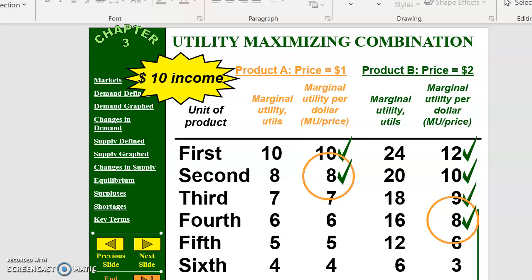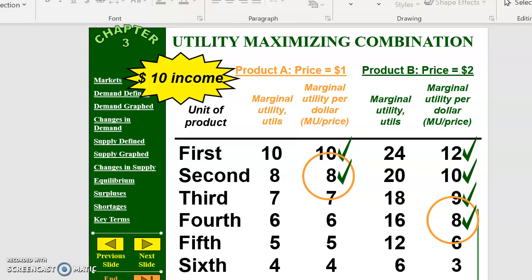You see in product A, our price is $1, so there's nothing really to do. It's just marginal utility, 10, 8, 7, 6, 5, and we just listed marginal utility per dollar, 10, 8, 7, 6, 5. Product B, there's a challenge because it's given in marginal utility, but now it's $2. So we have to convert that to marginal utility per dollar of product B. So we simply just divide the marginal utility by 2, and we end up with 12, 10, 9, 8, okay, and so forth, right? So here's how the logic works with this.